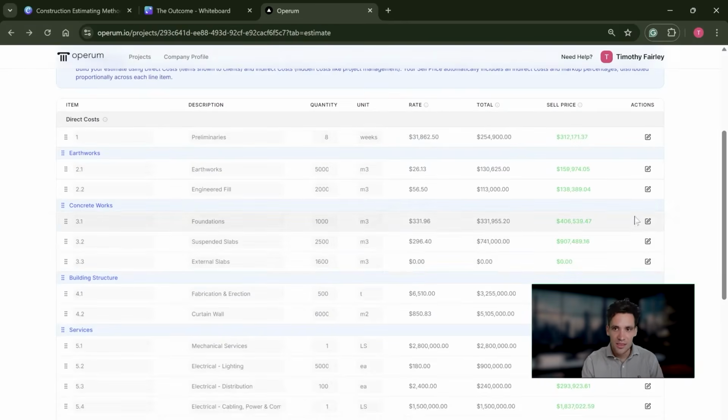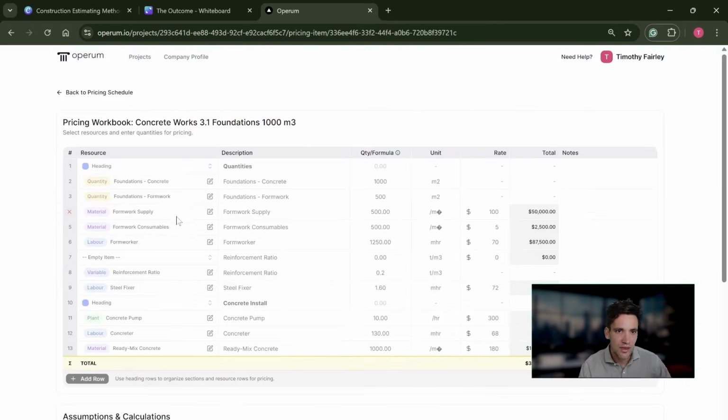So for example, actually go into this one because it's a bit better. We need to purchase the formwork, so we need to allow for formwork supply and material. We need to allow for consumables and material. Then we need to allow for the labor to assemble formwork, which is going to be a combination of the quantity of formwork we need multiplied by production rate.